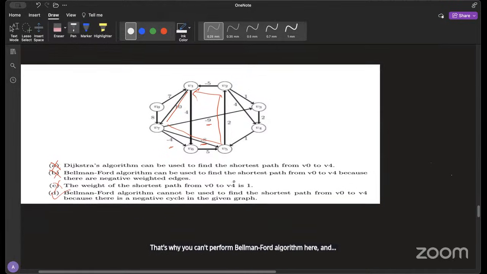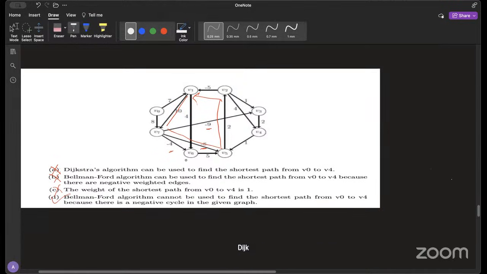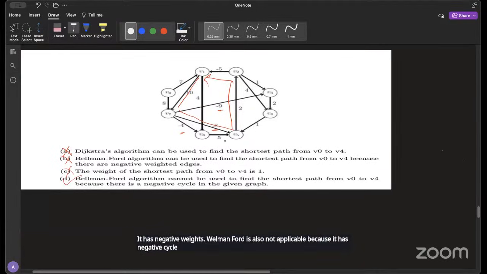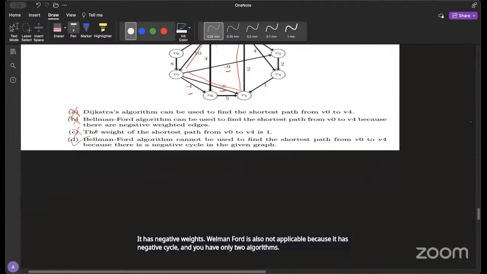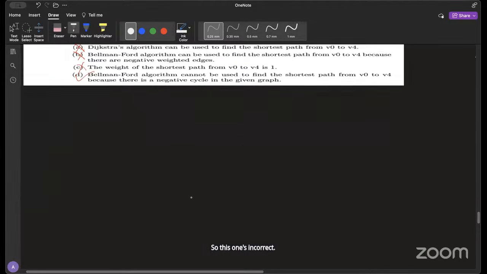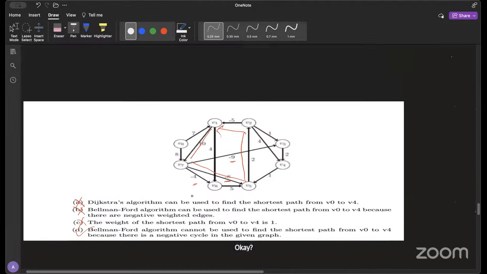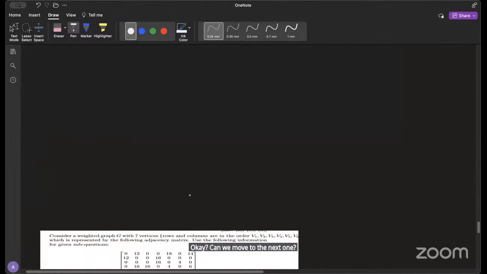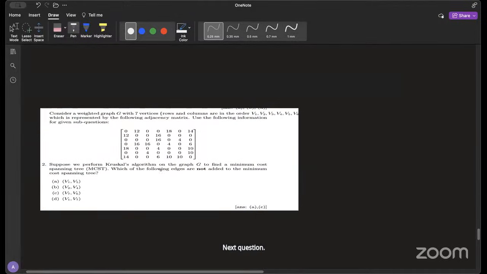Dijkstra is already not applicable on this graph because it has negative weights. Bellman-Ford is also not applicable because it has a negative cycle, and you have only two algorithms. So this one's incorrect. Can we move to the next one? Next question. It's this.